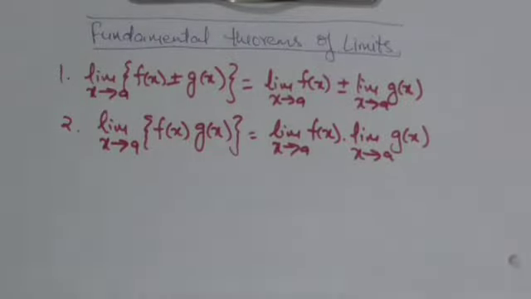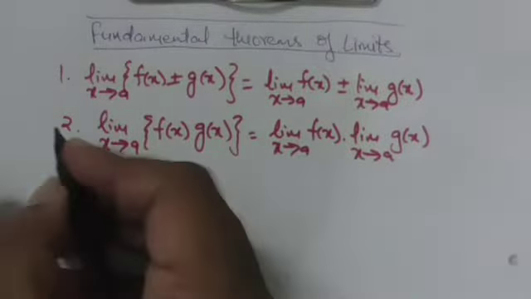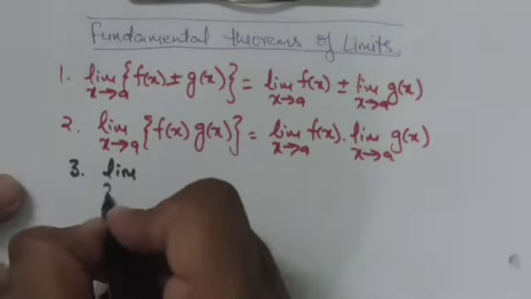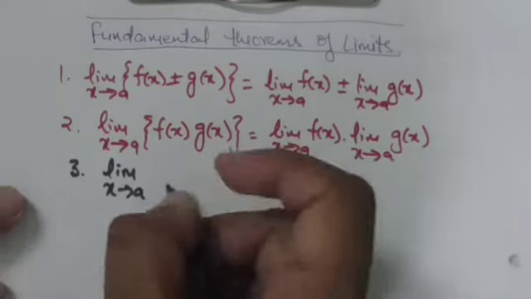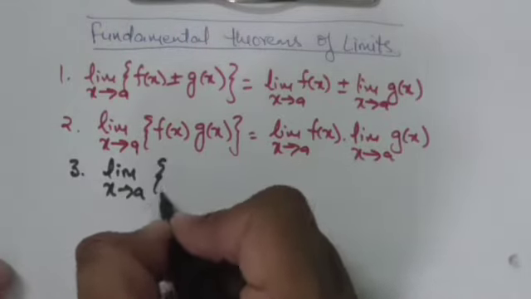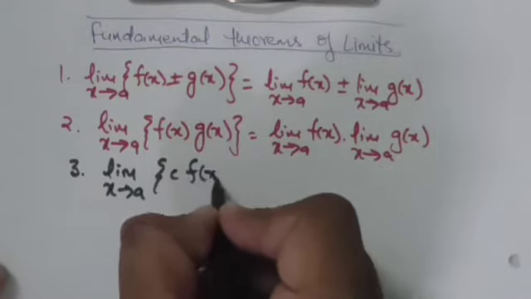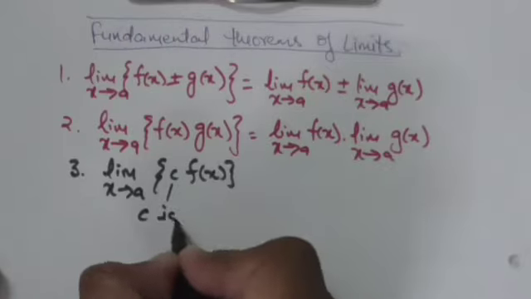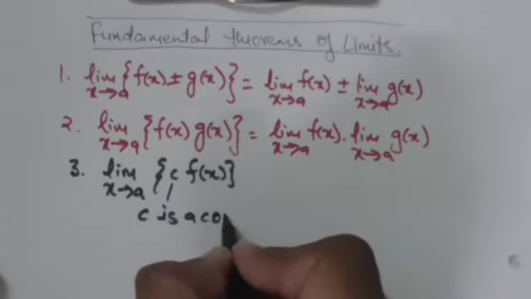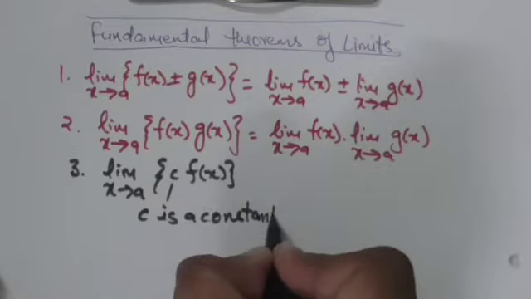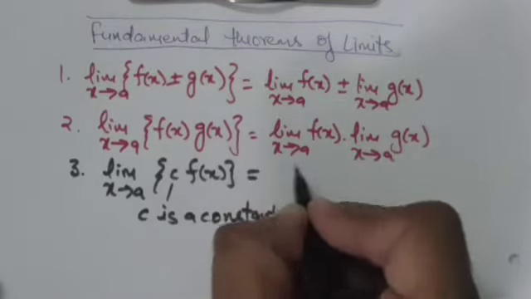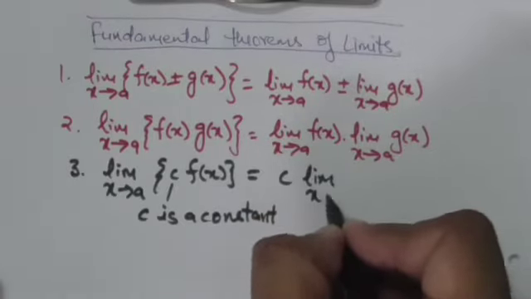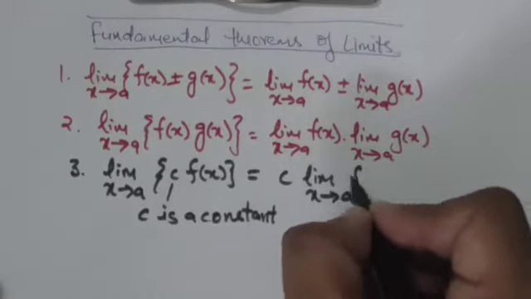Now the third theorem is limit x tends to a c f(x). So here, what is this c? This c is a constant. So it is equal to c into limit x tends to a f(x).